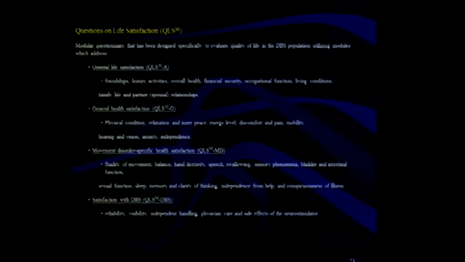Movement disorder looked at fluidity of movements, balance, hand dexterity, speech, swallowing, bladder, sexual function, sleep, cognition, independence, and conspicuousness of illness. And then the DBS module looked at how reliable they thought the device was. Was it inconspicuous? Were they happy with their physician or nurse practitioner care? Did they have any side effects, and were they happy with the handheld device?